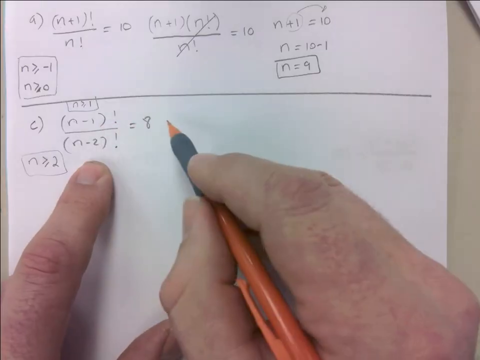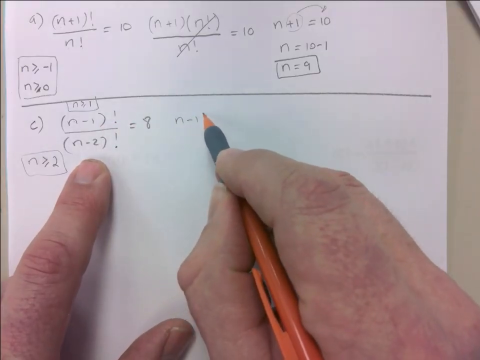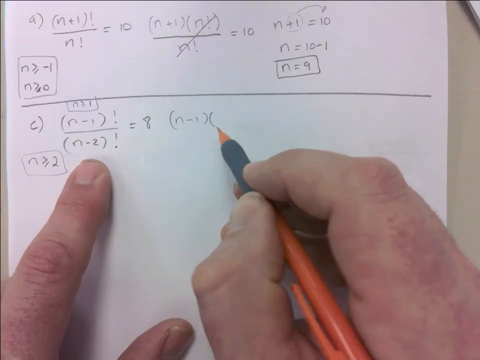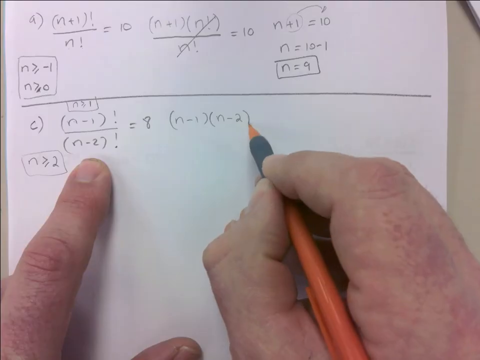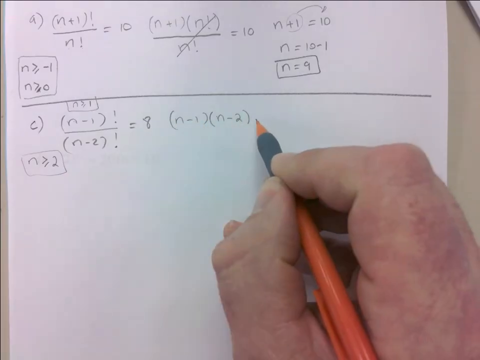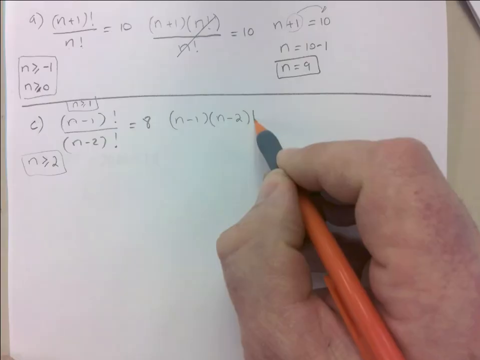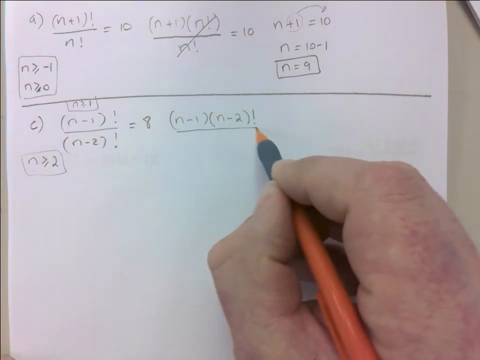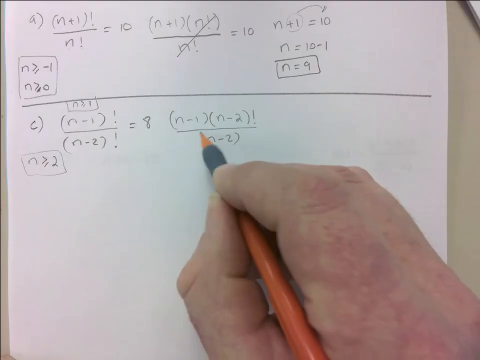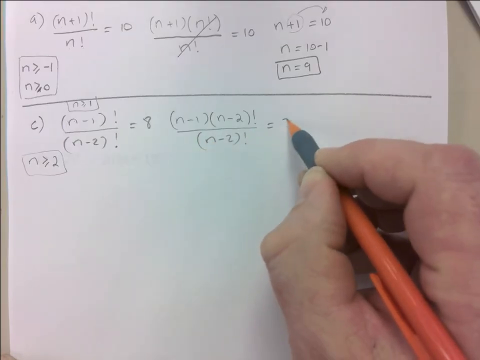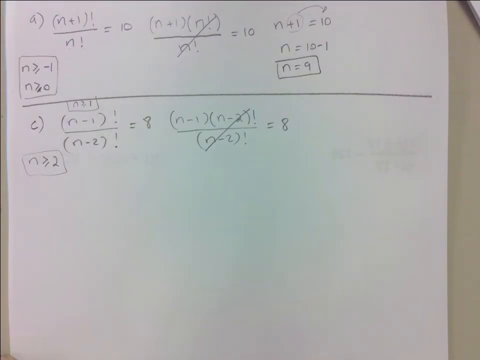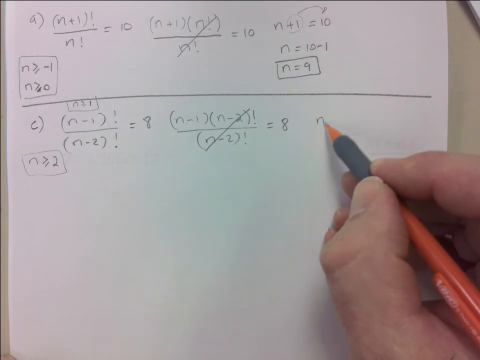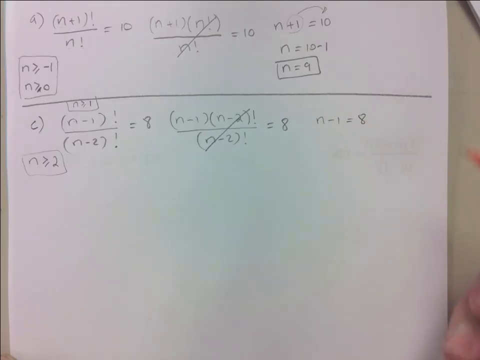Now I'm going to break this down. N minus 1, what's less than n minus 1? N minus 2, right? Because you're always going down by 1. I'm going to stop there and make that equal to 8. Cancel that out. That's just n minus 1 is equal to 8.